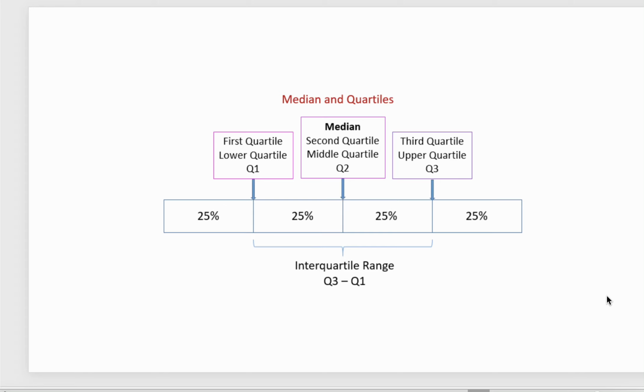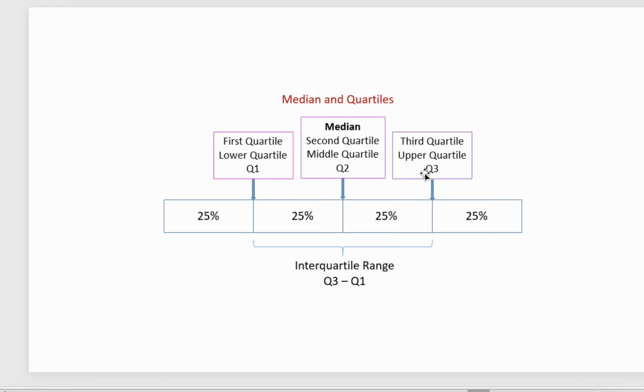Here's a picture. Here's Q1, the first or lower quartile. It chops off the bottom 25%. It is the 25th percentile. Then right in the middle is the median. The median is the 50th percentile. Half of the data is below the median, half of the data is above the median. It's also called the second quartile.